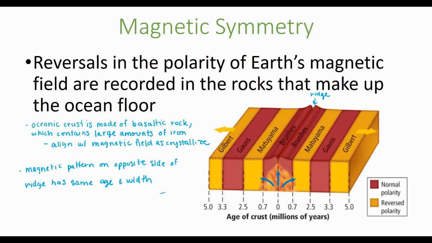So this Gilbert, age and width, is the same as the Gilbert on the other side, age and width. And that's why they're both named Gilbert, because we know that they were laid down from 3.3 to 5 million years ago. Both of those polarities were both of the ocean floor.